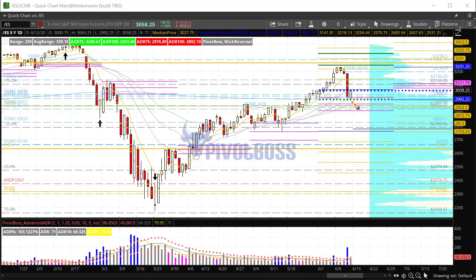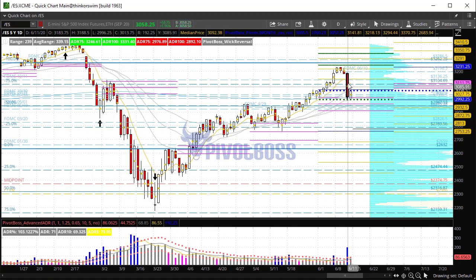This is what we call the fade after stop run day, or fade after trend day, where price has elongated to one side. The next day tends to be a fade back toward the midpoint of the selling pressure day. So we could be looking at a bounce all the way back up toward the previous session's mid. Right now, that would be a 30.92 level.